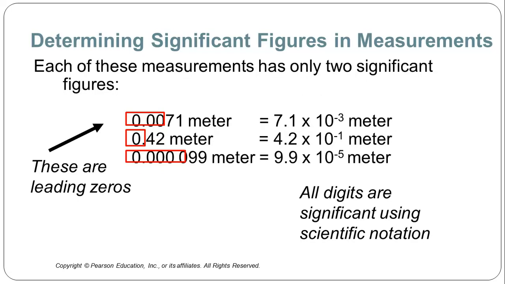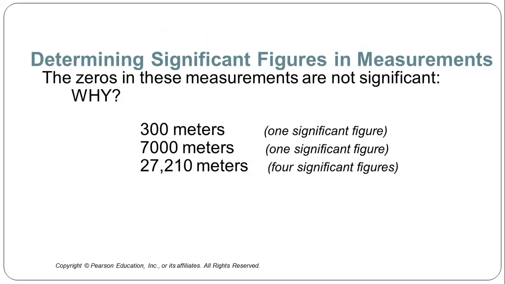All digits are significant using scientific notation. So, dito naman, 7.1, 4.2, 9.9, lahat yan ay significant kasi nandun siya mismo sa scientific notation. The zeros in this measurement are not significant. Halimbawa, 300. Di ba trailing zeros yon kasi sunod naman siya sa non-zero digit pero wala kasi siyang decimal. So therefore, that only comprises one significant figure.